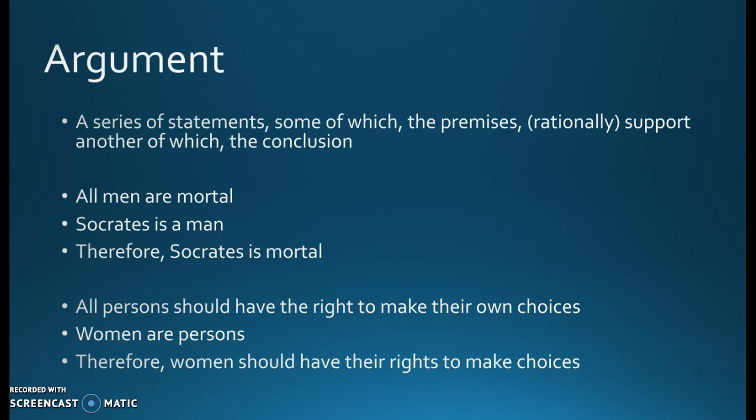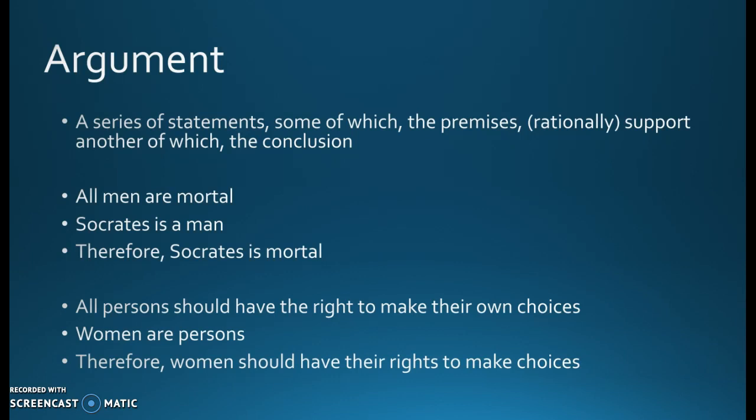So when we talk about arguments, we can define them as a series of statements, some of which, the premises, rationally support another, the conclusion. So we're not talking about the kinds of arguments that we might see in politics today or even in families, where people are just yelling at each other or just making one claim and then another claim. We're talking about building a case with reasons to support a conclusion.